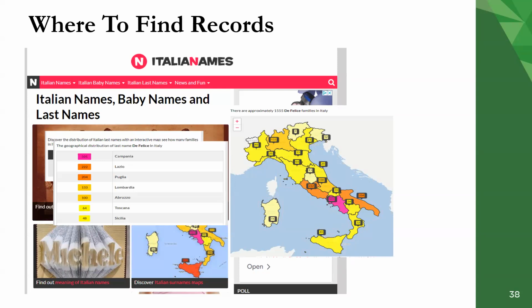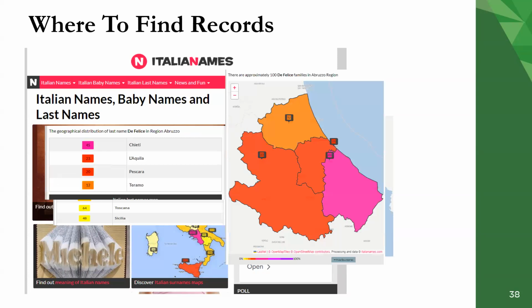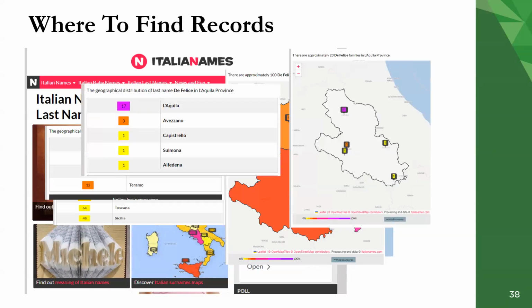So let's say we want to narrow it down to the Abruzzo region, or the Abruzzo province. So we can go ahead and click on that, and it will take us further into it, and you'll get the numbers for the different towns. But you can keep on going. Let's say we want to go to L'Aquila, which is a province. And then it'll tell you, here are the towns. And it tells you the number.